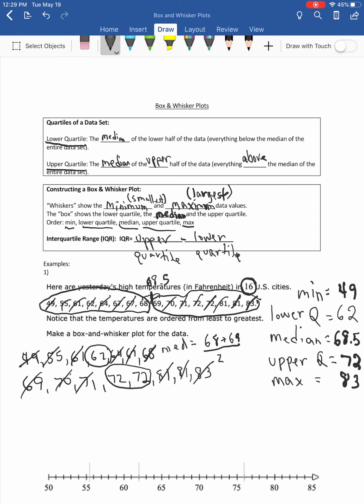Okay, let's plot these values. The minimum, actually I'm going to have to extend this by 1. They didn't give us enough room on here, but that's fine. The minimum is 49. The lower quartile is 62, so that's going to be over there. The median 68.5, between 68 and 69, be about there. And the upper quartile 72 over there. And the max is 83, which is over there.